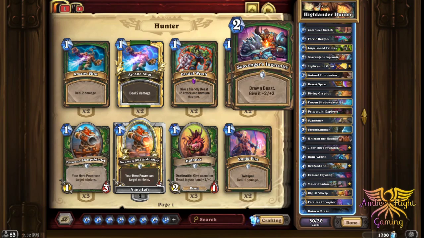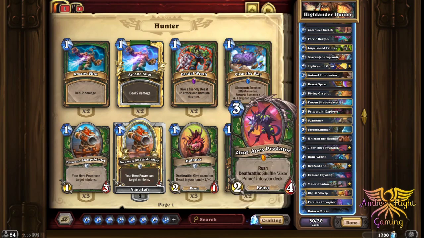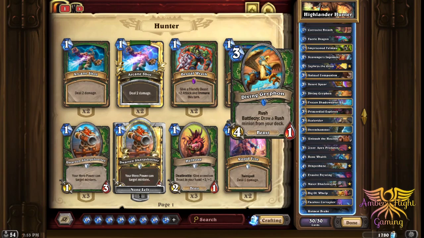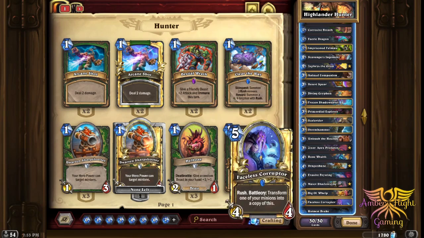If you play Scavenger's Ingenuity in a later turn, how much mana will you need to have left over to be able to play those still? Are you drawing them for the next turn or for the current turn, and how you want to play that turn out? Again, Diving Griffin drawing a rush minion, there are only 2 other rush minions in the deck, with the Zixor and Faceless Corruptor.